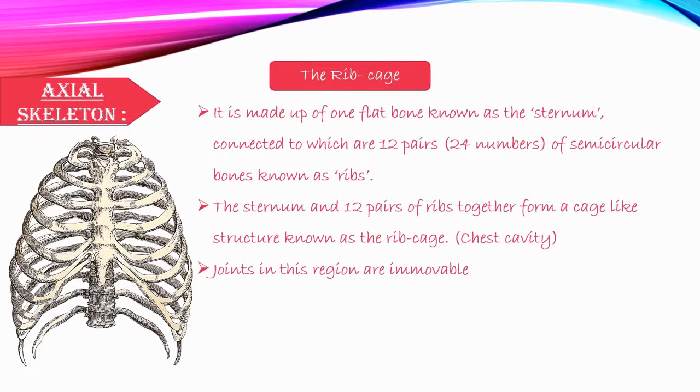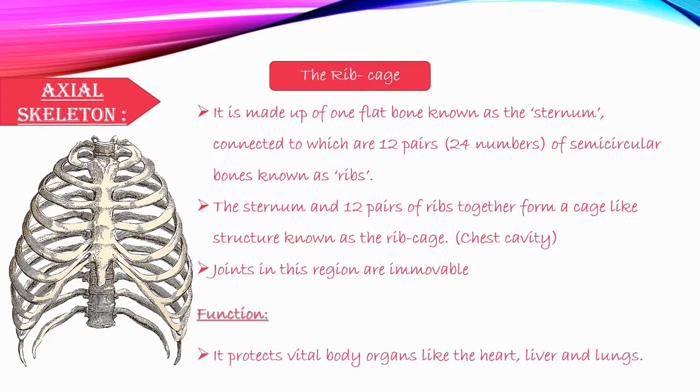Now let's learn about the rib cage. Rib cage is made up of one flat bone known as the sternum, connected to which are 12 pairs, that is 24, of semicircular bones known as ribs. The sternum and 12 pairs of ribs together form a cage-like structure known as the rib cage, that is the chest cavity, and the joints in this region are immovable. Now, what is the function of the rib cage? The rib cage protects vital body organs like the heart, liver, and lungs.